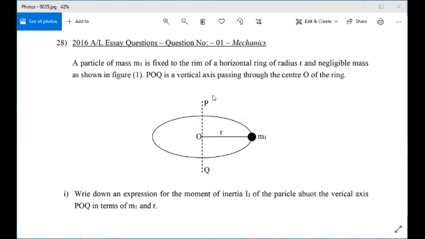POQ is a vertical axis passing through the center of the ring. So POQ is vertical, the radius is horizontal, and POQ goes through the center of the ring. The ring is horizontal. Write down an expression for the moment of inertia, I1, of the particle about the vertical axis POQ in terms of M1 and R. What is the moment of inertia here?